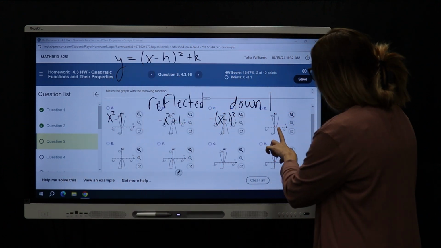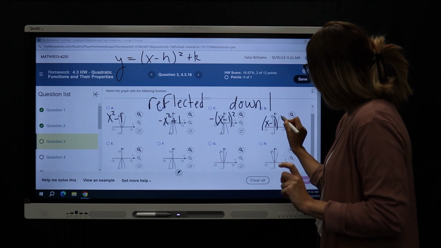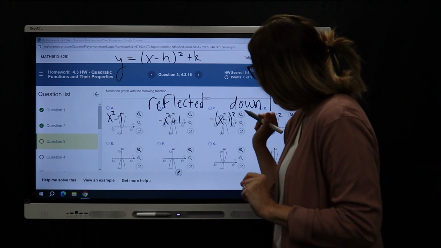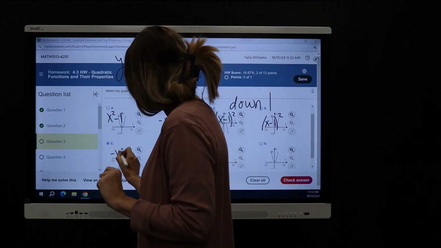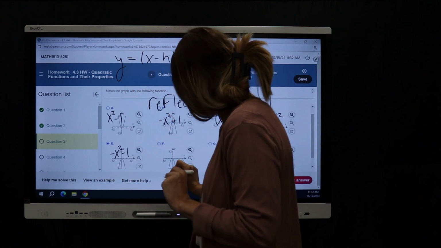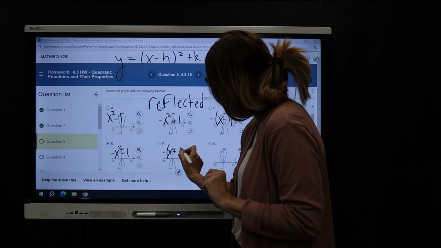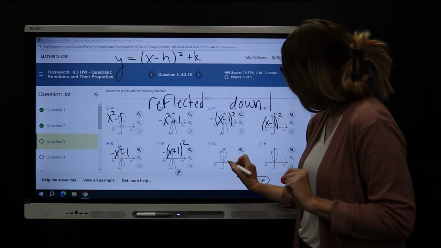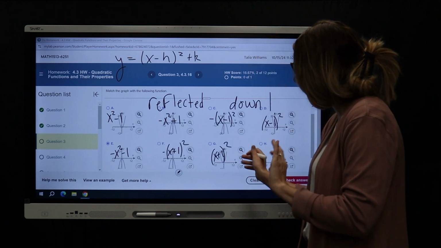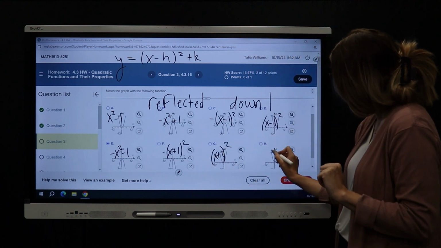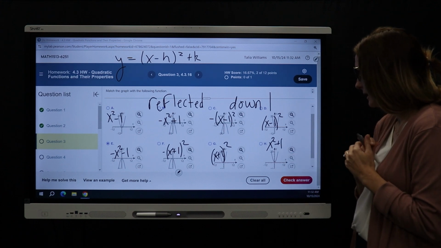This is our positive one that's been shifted right 1, so it is x minus 1 squared. This is our answer. So this is negative x squared minus 1. This is our negative x plus 1 squared. This graph would be the positive x plus 1 squared because it's just left 1. And this graph is our positive x squared shifted up 1.